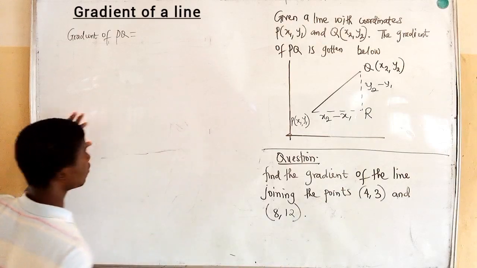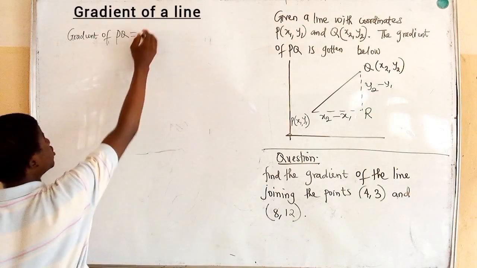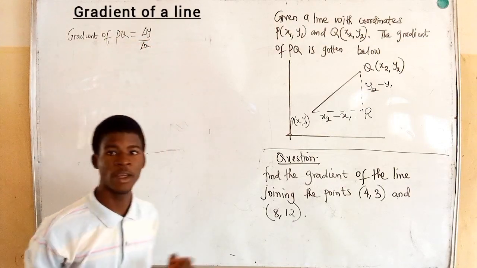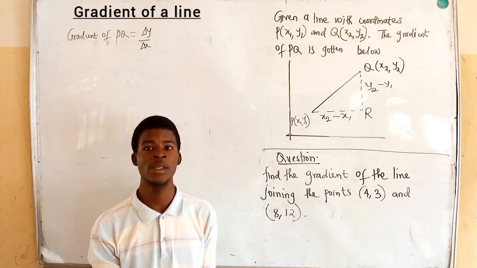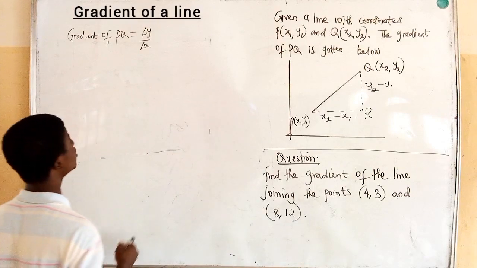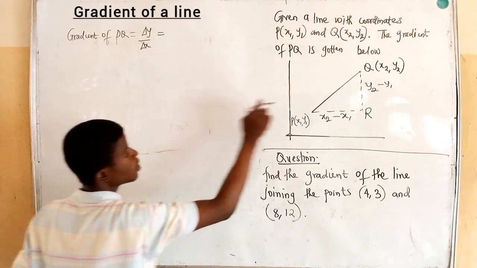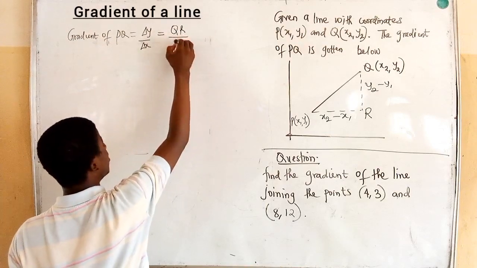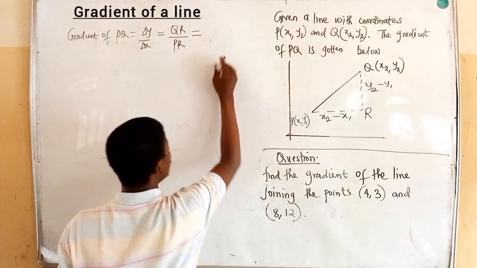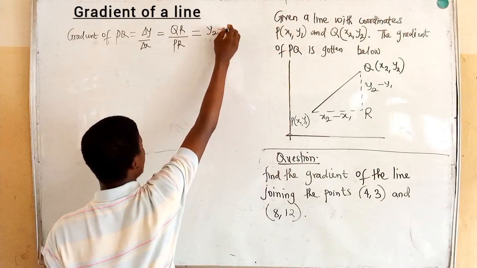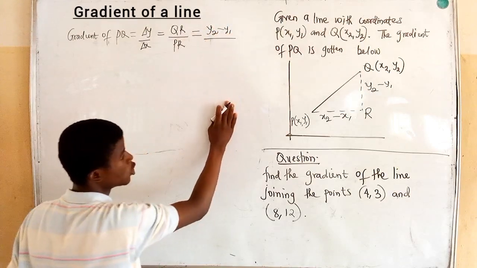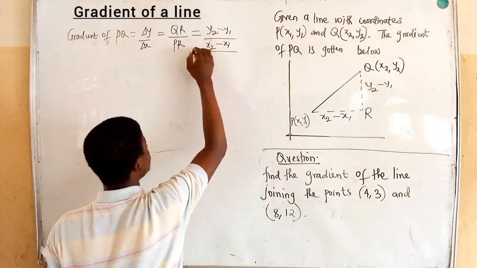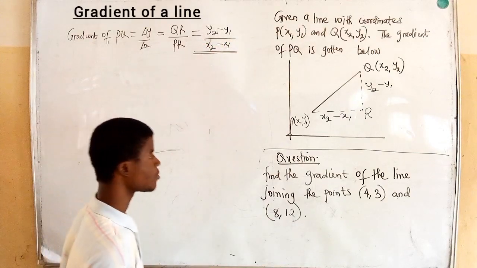Now the gradient of line PQ is the change in y over the change in x, or you can say increase in y over increase in x. They are the same. So the change in y in this case is Q arrow over P arrow. And Q arrow is y2 minus y1 and P arrow is x2 minus x1. So this is the gradient formula.